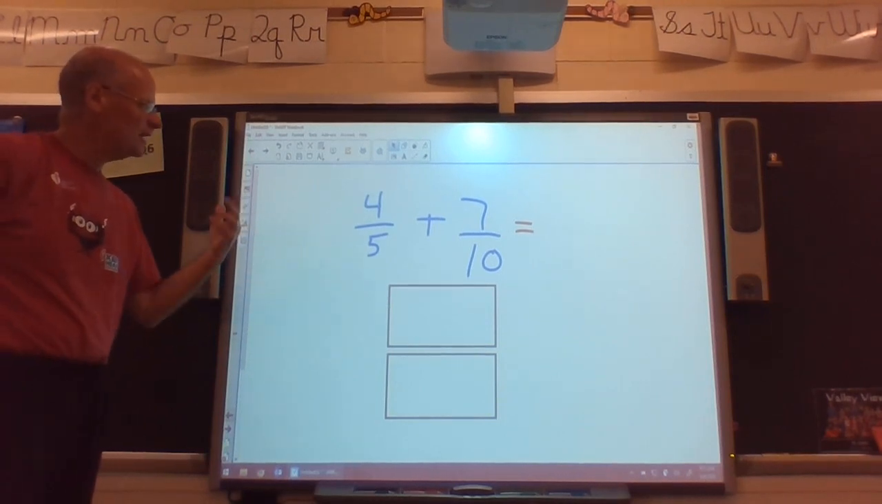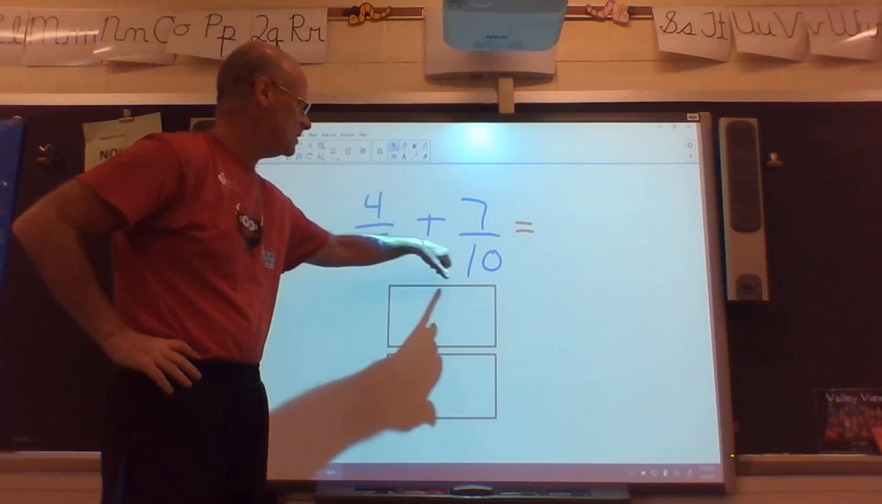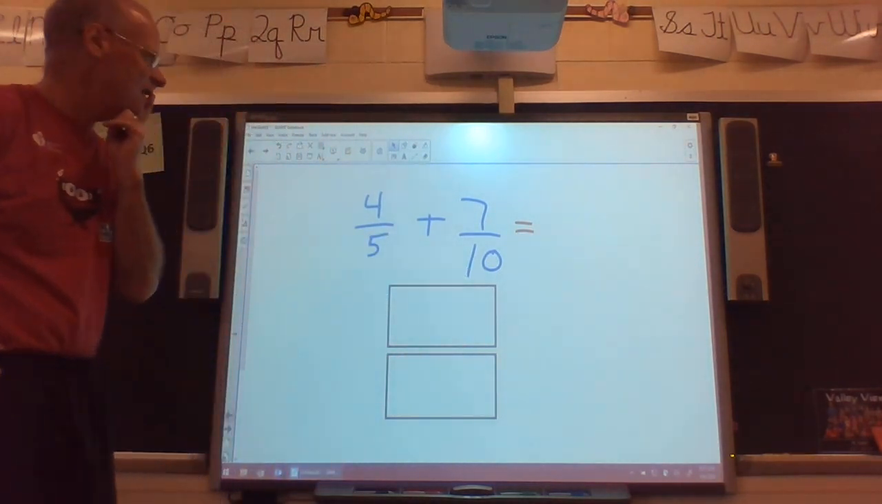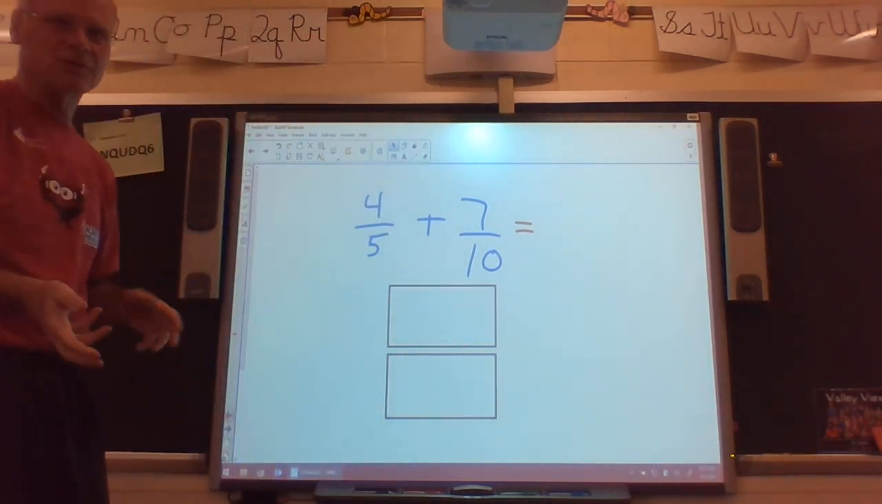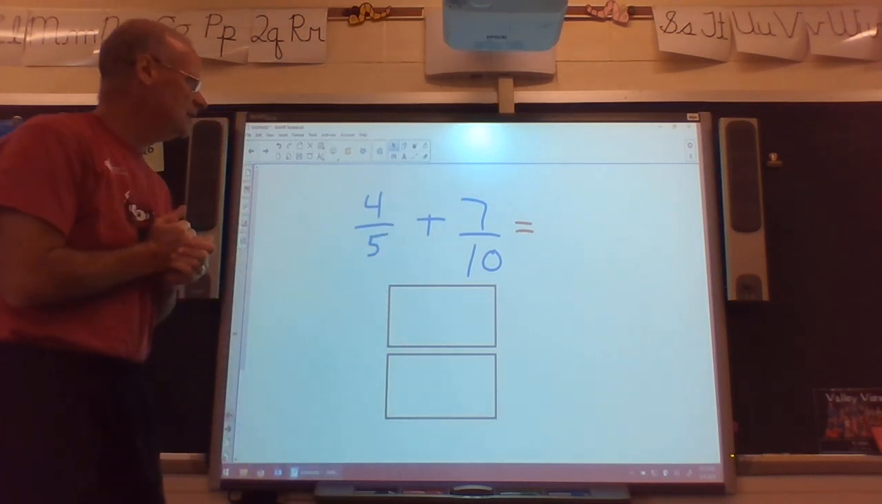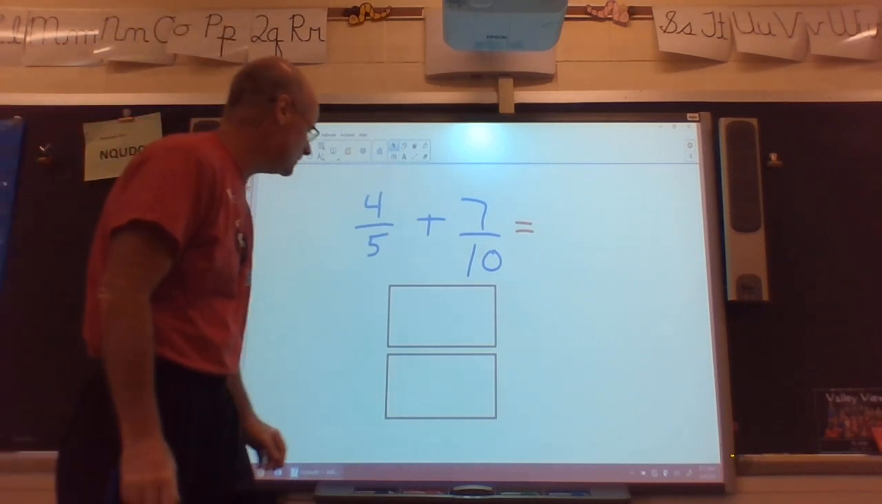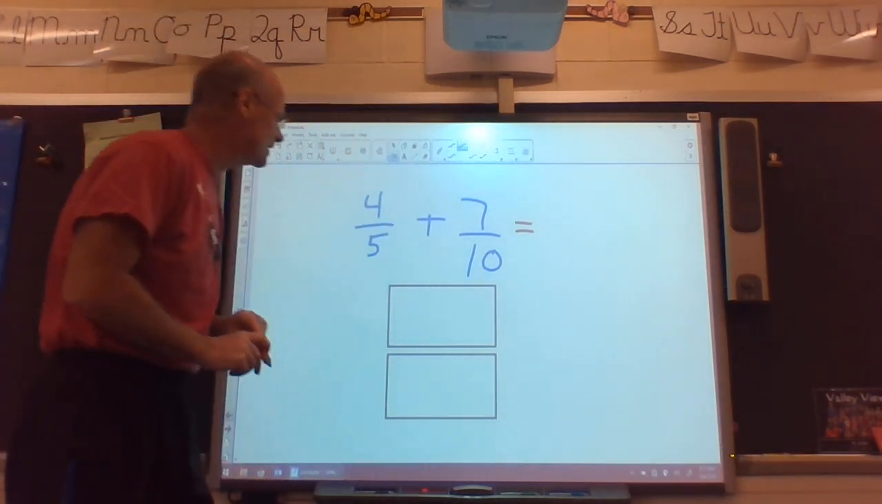Let me do another one for you. This one you're going to have a little bit of a problem on, though, because my denominators aren't the same. It's kind of like trying to add apples and oranges. I can't add things with denominators that aren't the same. I'm going to go ahead and draw these two out for you and see if we can do something to make this so I can do it.